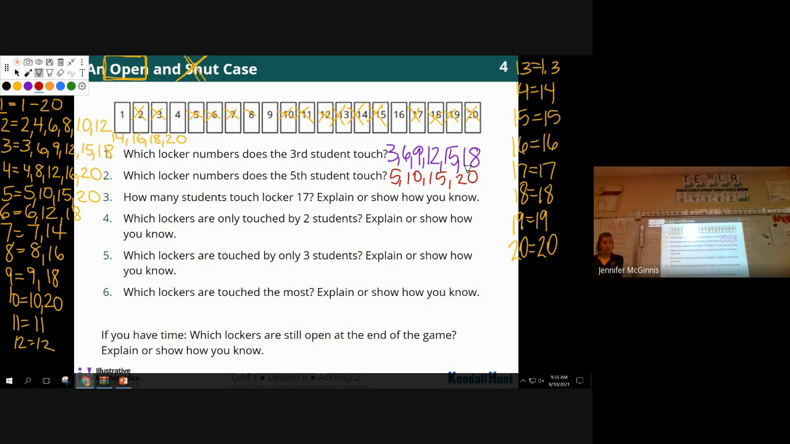But why didn't number 4 touch 17? Because, David? It's a prime number. 17 is a prime number, right? So how many students touch locker 17? 1. Because 17 is prime. Very good. I love it when you figure that stuff out. Which lockers? This is a tricky one. Which lockers are only touched by 2 students?